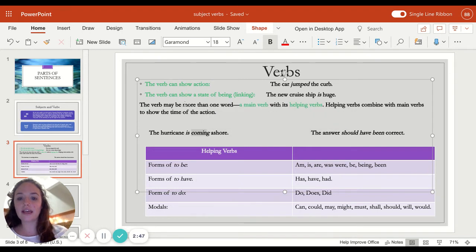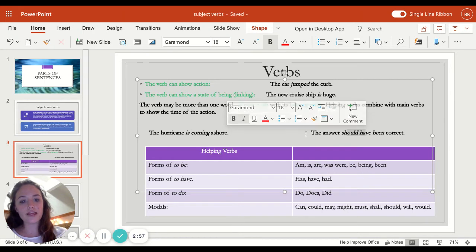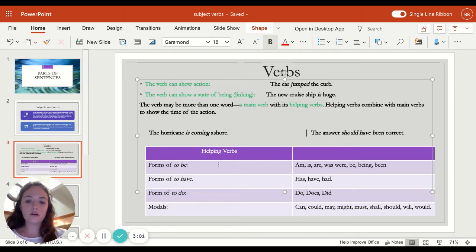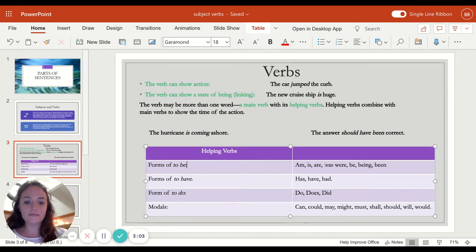We can't just say the hurricane coming ashore. That doesn't make sense, right? Or the answer should have been correct. That should have is the helping verb. We can't just say the answer been correct, right? So forms of to be, again, kind of just the same as our linking verbs. So am, is, are, was, were, be, being, or been.